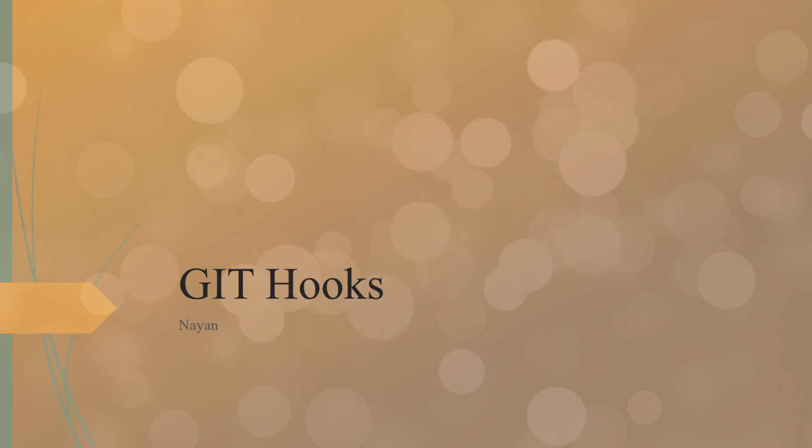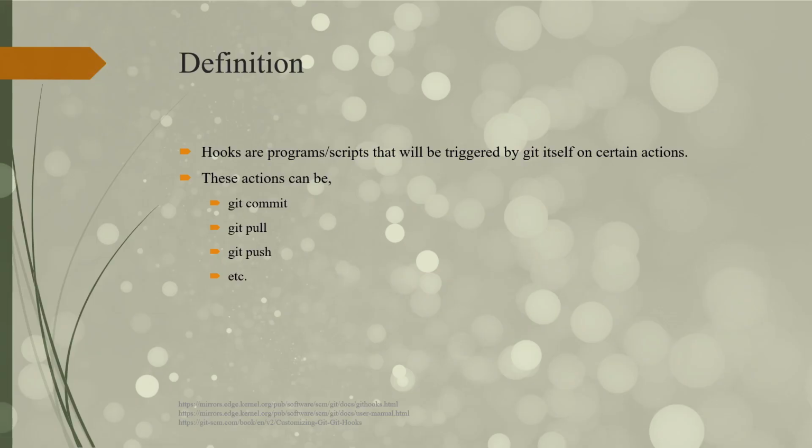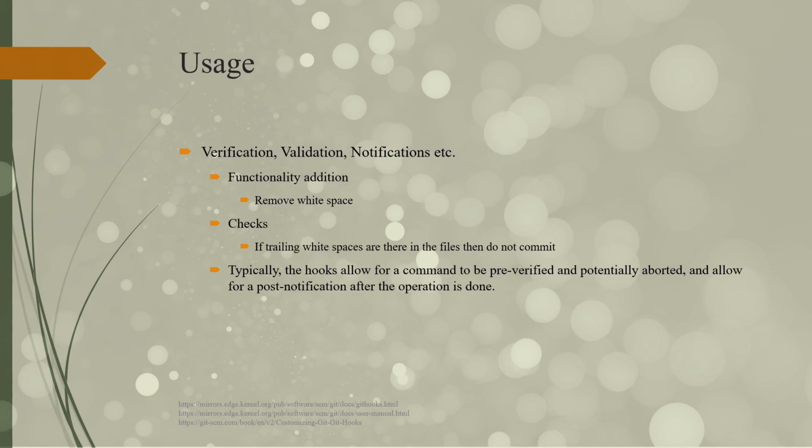Git hooks. What are they and how can they be useful in our day-to-day life as a developer? Let's see that. Hooks are programs or scripts that will be triggered by Git itself on certain actions. These actions can be commit, push, pull, this kind of action. Git hooks are used to verify, to validate, or to notify on specific actions.